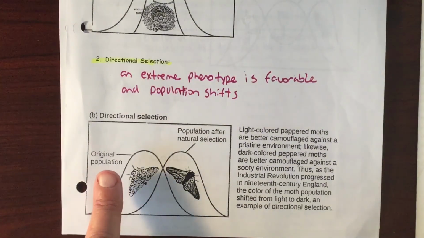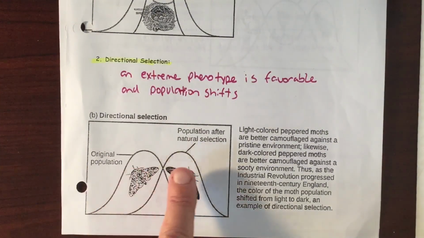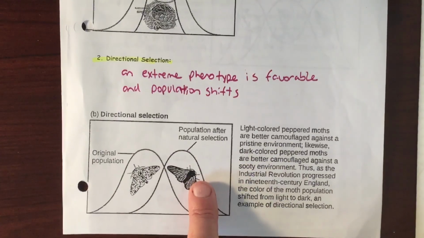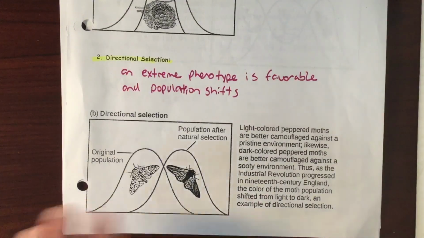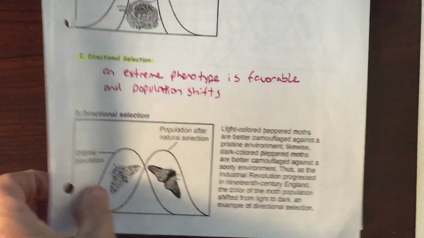So with peppered moths, it started out light. Those were the favorable ones. As the Industrial Revolution goes on, the dark ones become favorable and the light ones are going to end up dying out. This can constantly go on and shift back and forth to these extreme phenotypes.